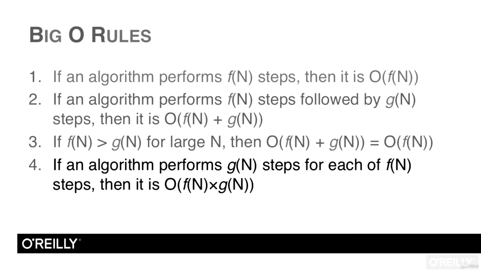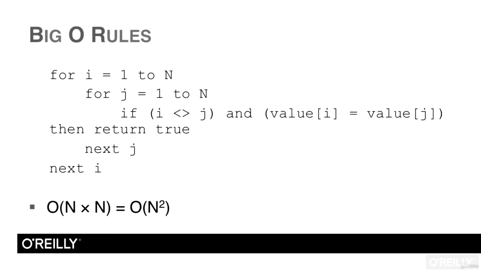Rule 4 says, if an algorithm performs g of n steps for each of f of n steps, then its behavior is order f of n times g of n. For example, this algorithm determines whether an array contains two identical values. The for i loop loops through the array. Nested inside that loop, a for j loop also loops through the array. Within the inner loop, the program compares the values at positions i and j. If the values are the same and i isn't equal to j, then the algorithm returns true to indicate that the array contains the same value twice.